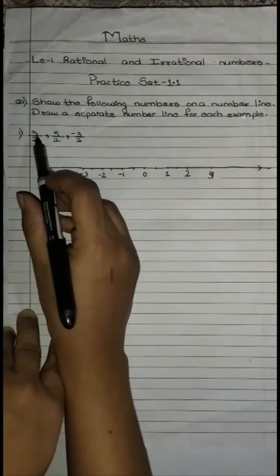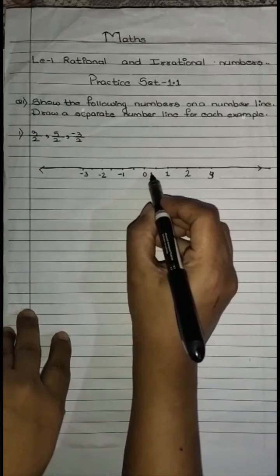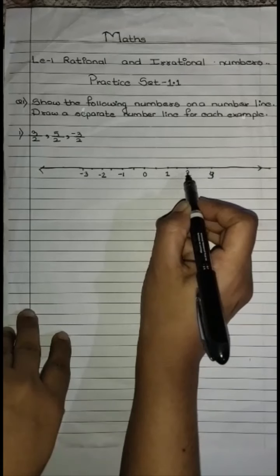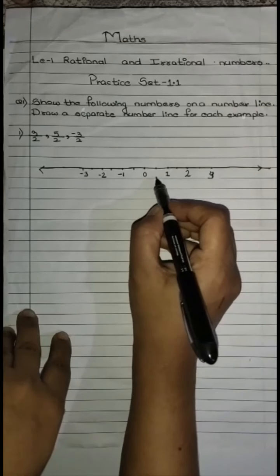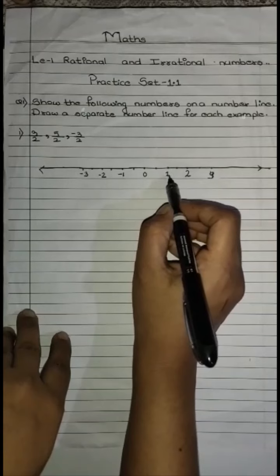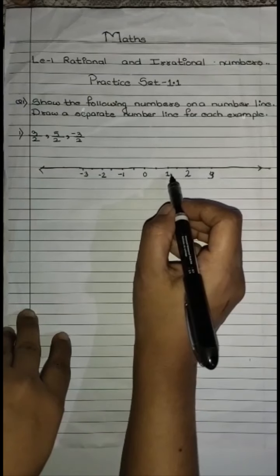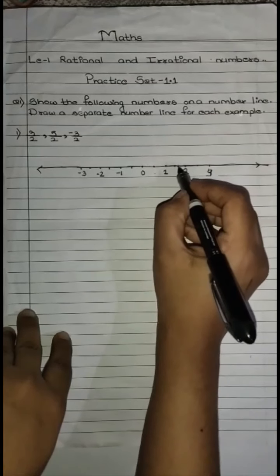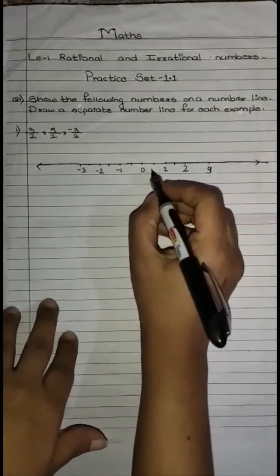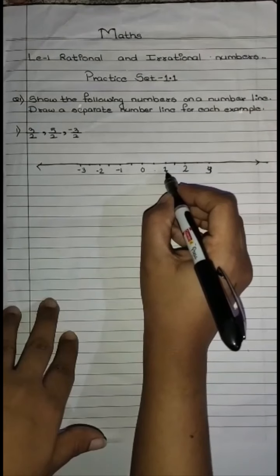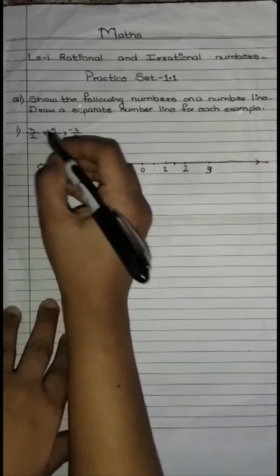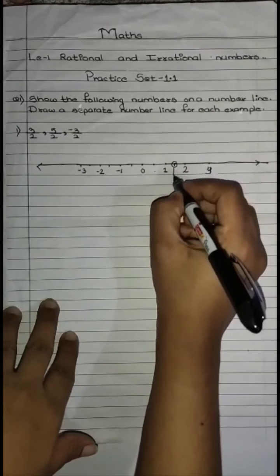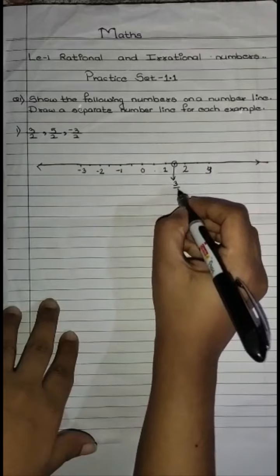Now see, the first number is 3 by 2. This is 0, this is 1 by 2, 2 by 2, 3 by 2, 4 by 2. 2 by 2 means what? 2 ones are 2, so this is 1. This is 0, 1. This is 1 by 2, 2 by 2, 3 by 2. Now the number 3 by 2 is this point. This is 3 by 2.